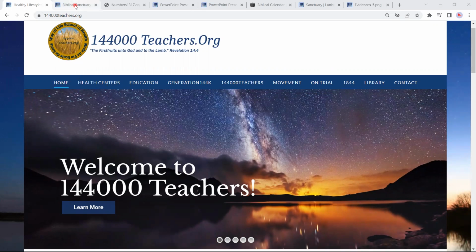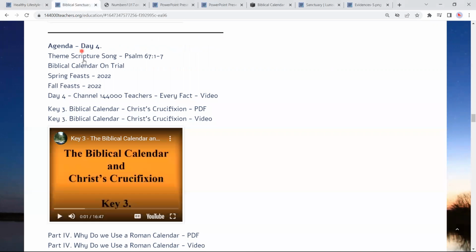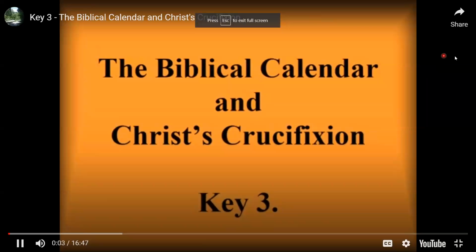As we enter now into day number 4, we continue with the study of the biblical calendar and the keys 1 to 9. Now we are at key number 3. Key number 3, the biblical calendar and Christ's crucifixion.